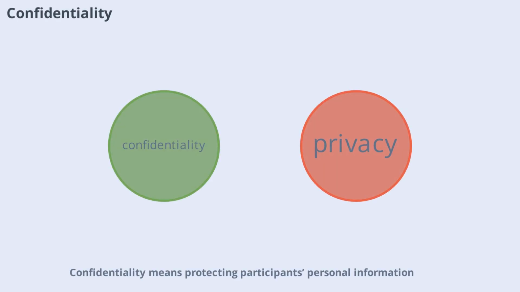Confidentiality means protecting participants' personal information and ensuring that data is kept private. Researchers use codes or pseudonyms instead of real names and store data securely. Confidentiality builds trust between researchers and participants and is essential for ethical research practices. Breaches of confidentiality can harm participants and damage the reputation of the research.